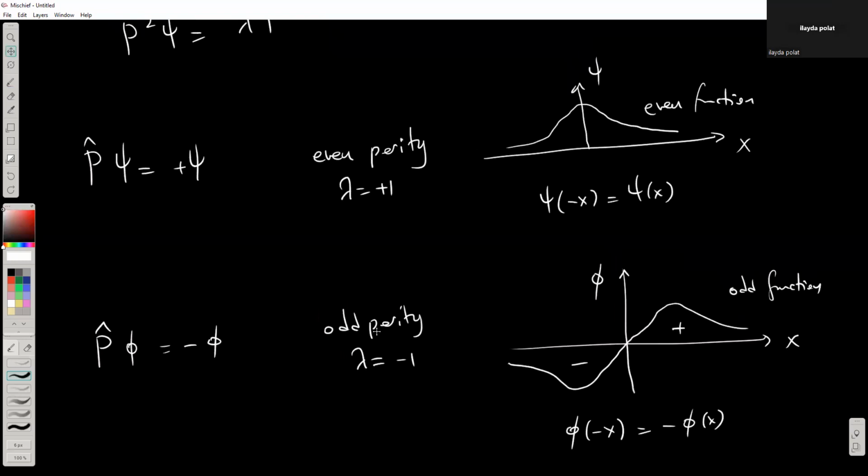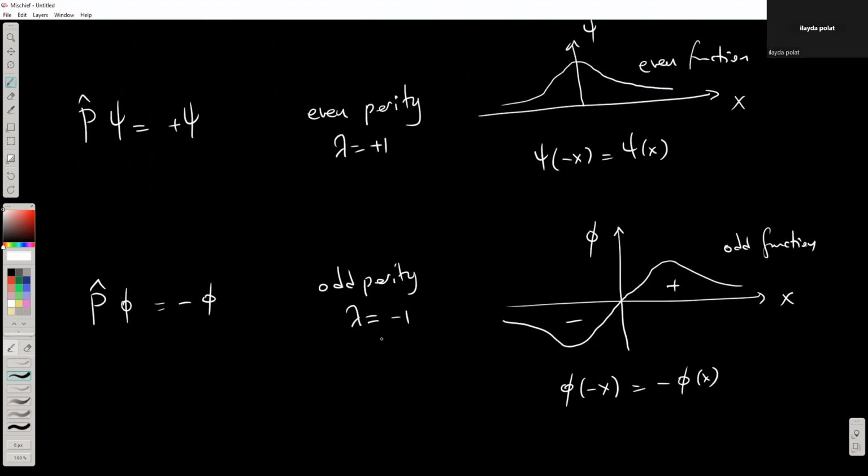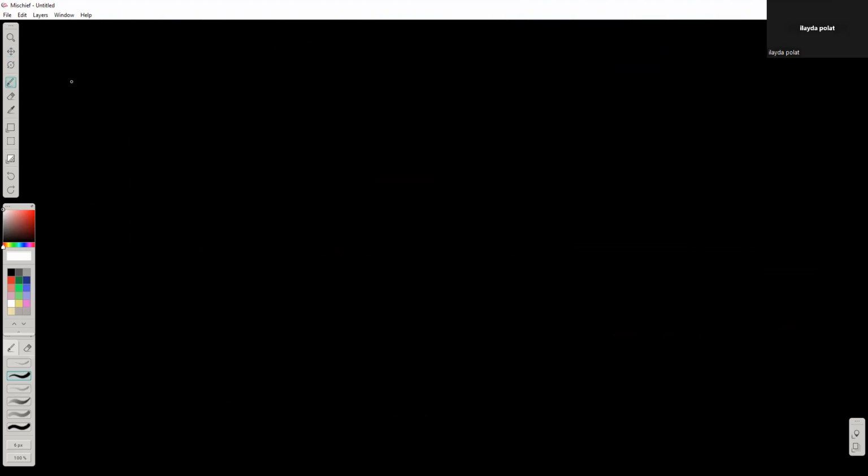Okay. In any case, what's the relevance of these parity states? There are a few things that we need to state in here, but I don't want to go into the details in here. It's something called the inversion symmetry of a physical system.